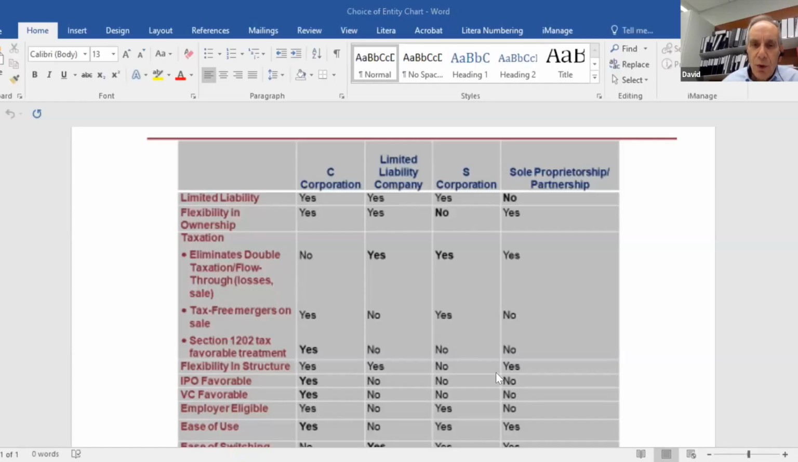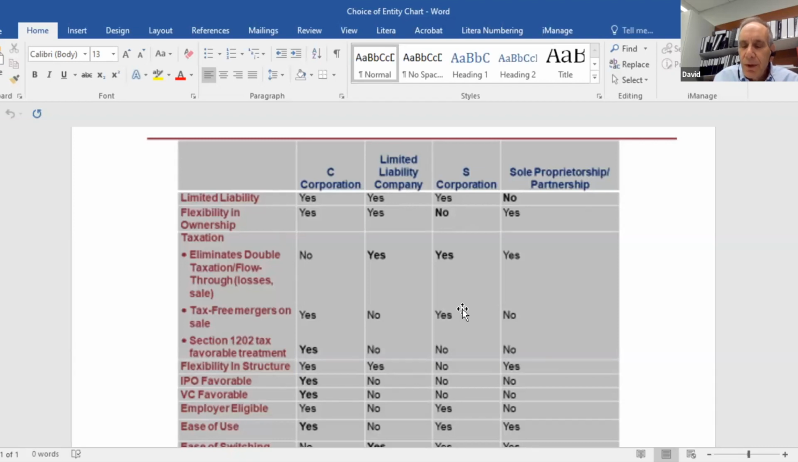There's a few choices regarding the type of entity. There's a corporation, and in the first column you'll see a C corporation, and the third column is an S corporation, and the sole difference between those is how it's taxed, and I'll talk about that in a second. There's a limited liability company, which is the second column, and a sole proprietorship or partnership in the fourth column.